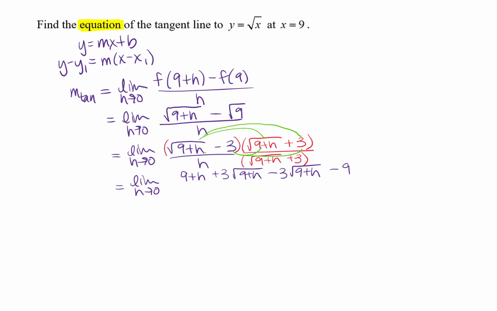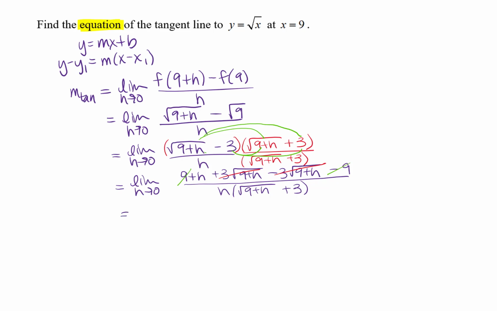All right, so canceling those two, or what I was talking about, canceling. And then on the denominator, I'm going to just leave that factored. So h times the quantity square root of the quantity 9 plus h, and then plus 3. Okay, so I had these like terms on the numerator, 3 times the square root of 9 plus h and minus 3 times the square root of 9 plus h, that added up to 0. But I also have some other like terms that'll add up to 0, so the 9 minus 9.